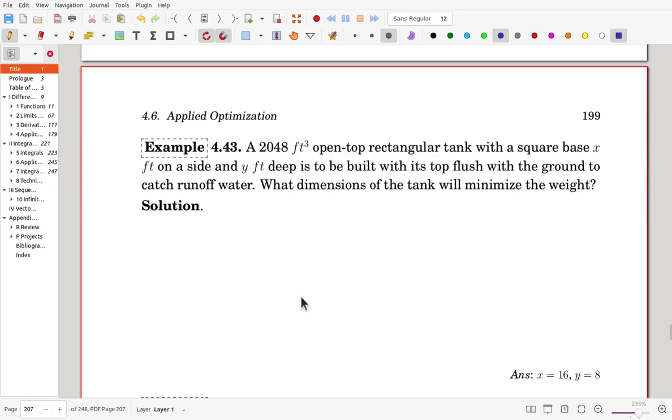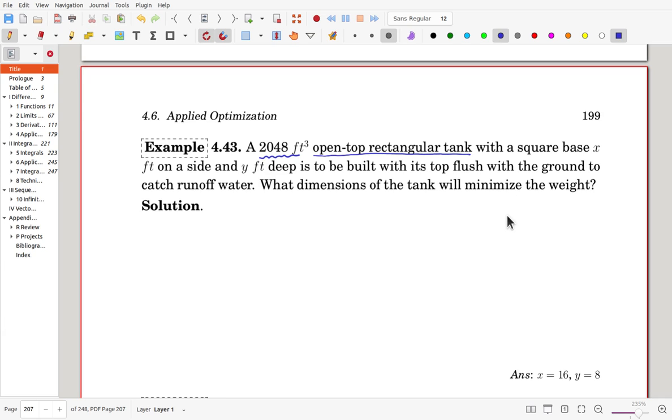Okay, let's go to the second example. Now, a 2048 cubic feet open top rectangular tank with a square base x feet on a side and y feet deep is to be built with its top at ground level. Okay, so here the volume is this one. Now what dimensions of the tank will minimize the weight?